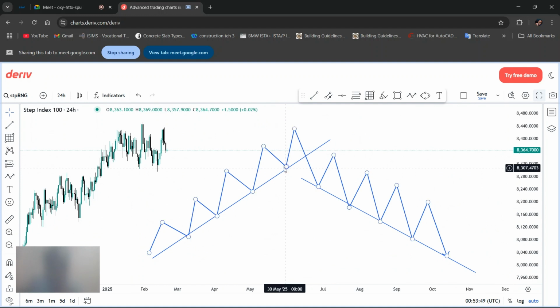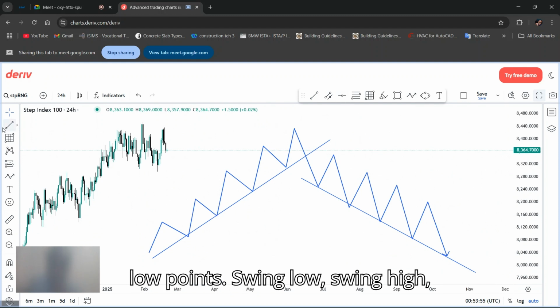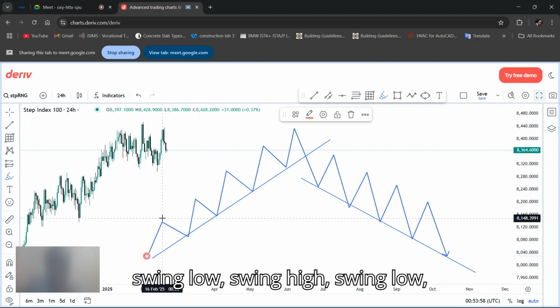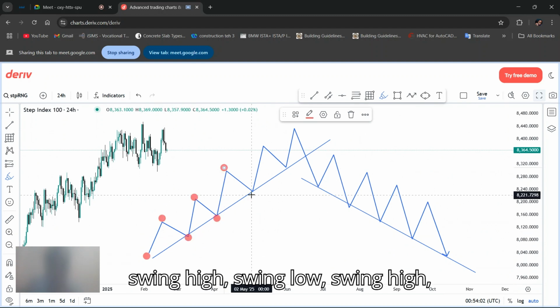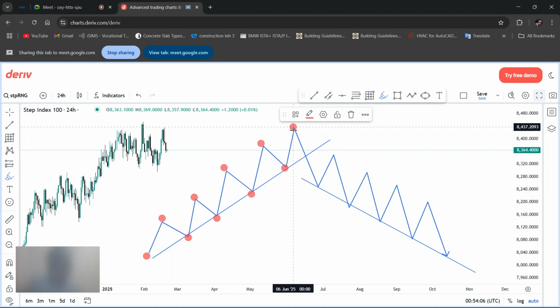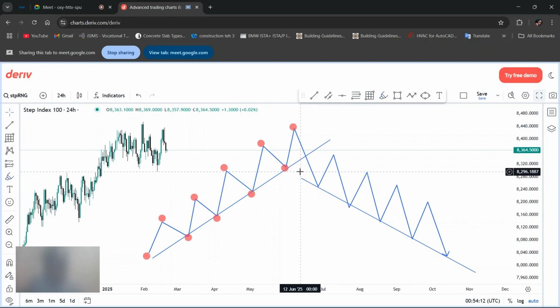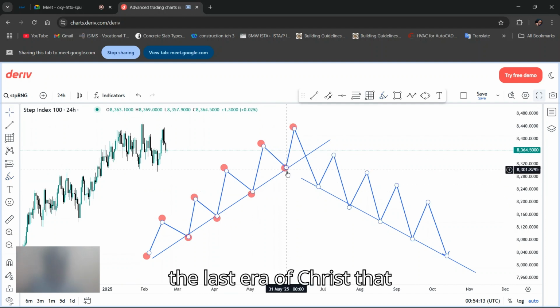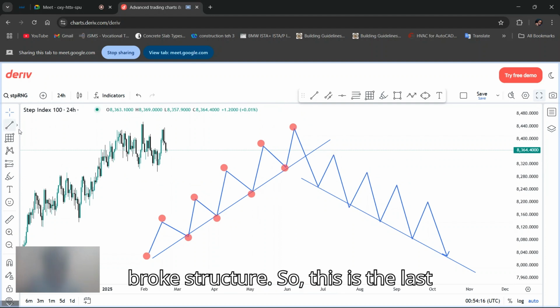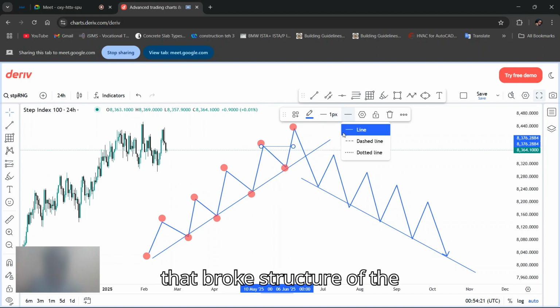Now, we have swing high points, we have swing low points. Swing low, swing high, swing low, swing high, and so on. Now, point to note, just looking at this uptrend, the last area of price that broke structure. So this is the last legitimate area that broke structure of the uptrend.